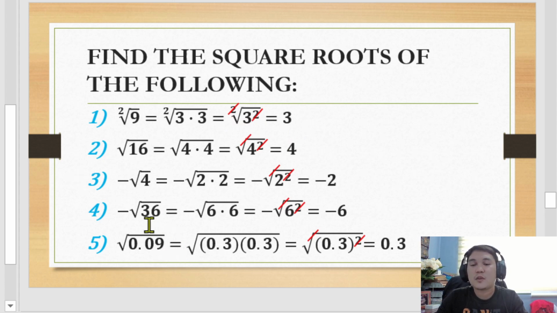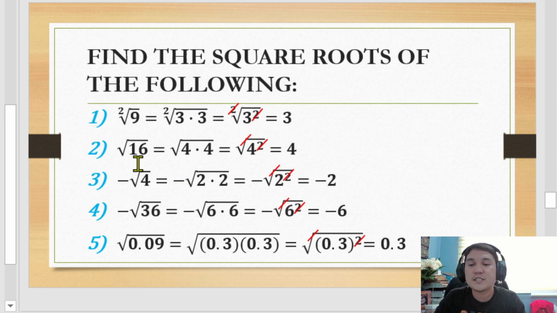Number 2, square root of 16. Again, you copy the radical sign and then you look for a number wherein if it is multiplied by itself, it will give us the radicand 16. Since 3 times 3 is equal to 9, then we will try to use a number greater than 3. So we will try 4. 4 times 4 gives us 16. So that is the number that we are looking for.